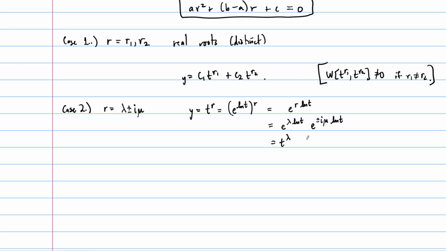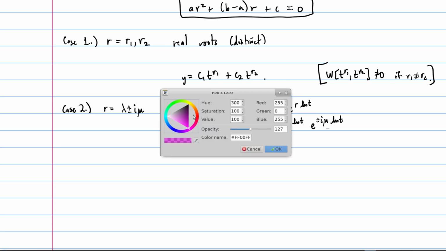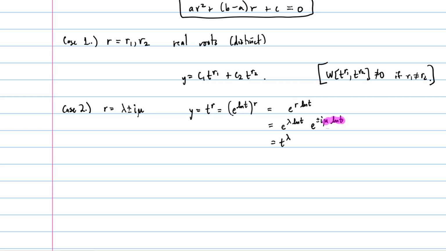That's t to the lambda. This one is our e to the i theta, right? e to the i theta. So this whole term, based on what we did with our Euler's method, we can say, all right, there's our theta. That all goes inside of the cosine and the sine, right? So this one's going to be cosine of mu natural log t plus or minus i sine of mu natural log t.